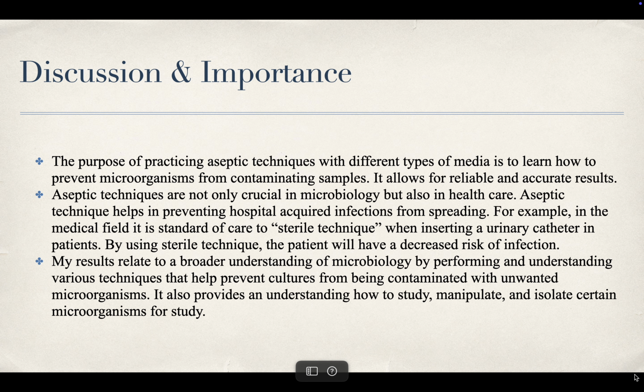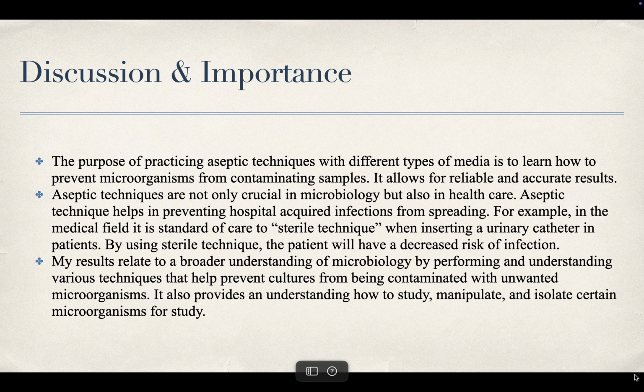Lastly, I will be discussing the importance of aseptic technique. The purpose of practicing aseptic techniques with different types of media is to learn how to prevent microorganisms from contaminating samples. It allows for reliable and accurate results. Aseptic techniques are not only crucial in microbiology but also in healthcare. Aseptic techniques help in preventing hospital-acquired infections from spreading.